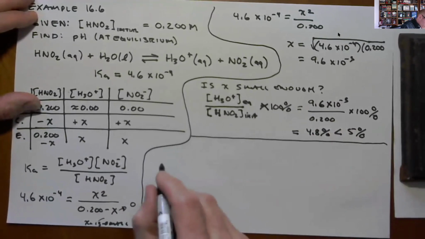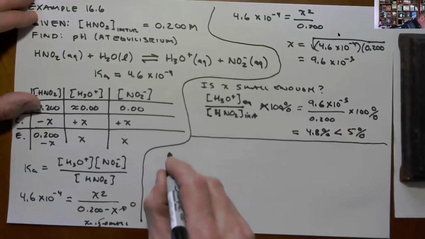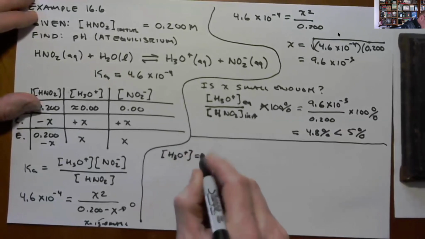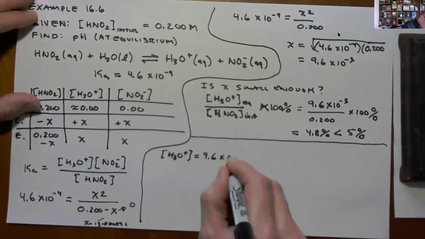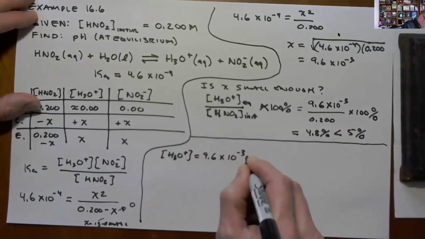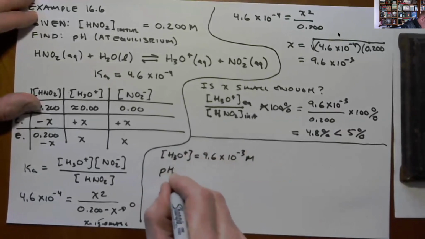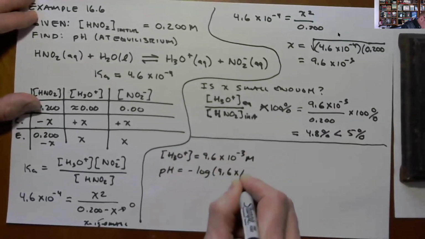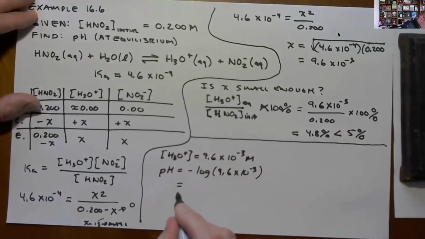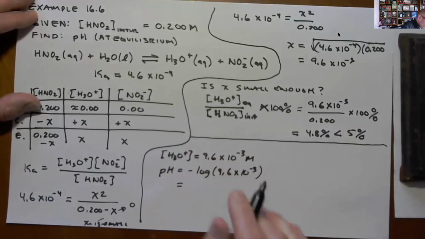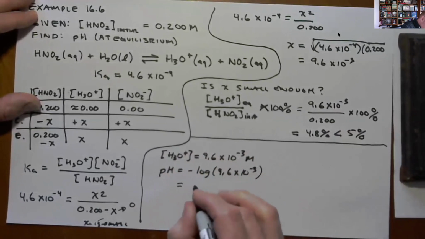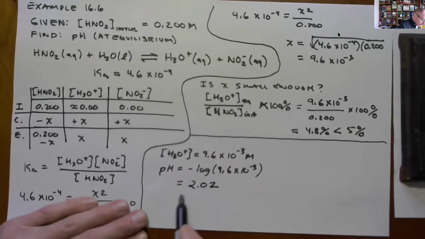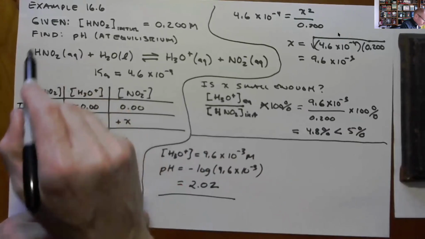Okay, so what's the equilibrium concentration of hydronium? It's 9.6 times 10 to the minus 3 molar. So the pH is just minus the log of 9.6 times 10 to the minus 3. And that is going to equal, to 2 decimal places, 2.02. And that right there is what we were asked to find.